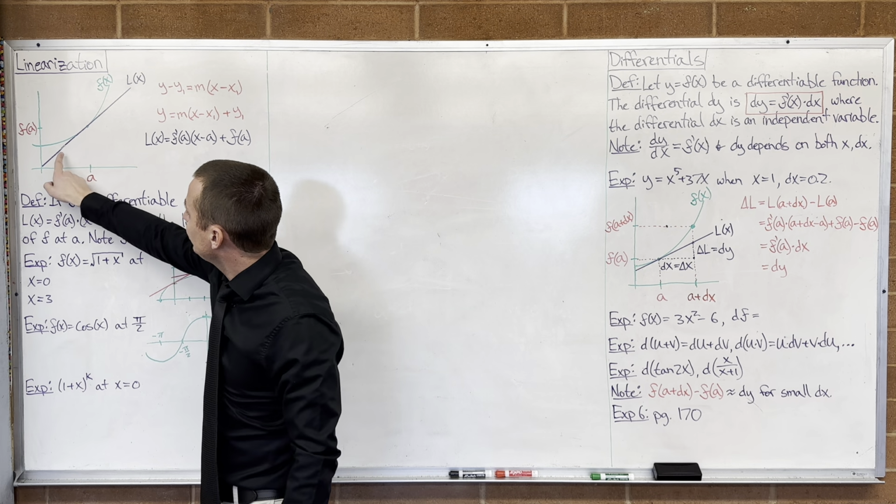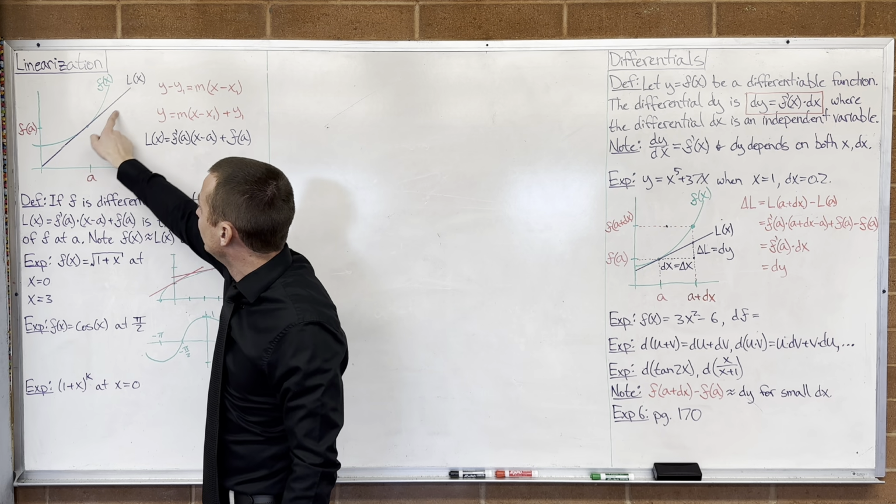The point is, notice how well purple follows green really close to that point. It hits that point, and a little bit to the right of the point, purple and green are basically the same line. A little bit to the left of that point, purple and green are pretty much the same line. So a lot of the times we have some functions that are kind of ugly to work with.